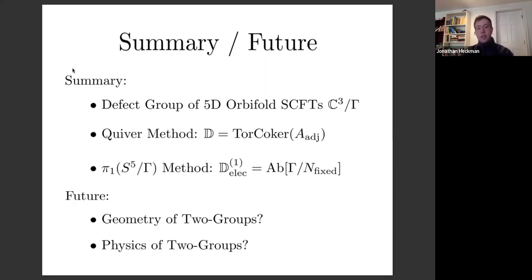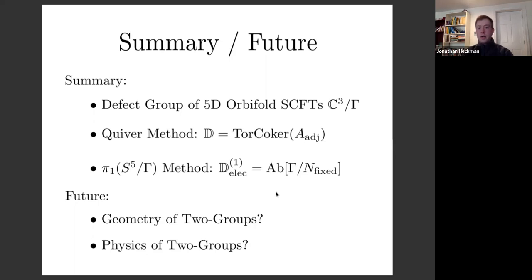I also mentioned a different way of doing it, just involving the fundamental group associated with the boundary geometry, the 5-sphere mod gamma. And there we saw, again, something very nice. We mod out by all the garbage of the fixed point locus, and we're left with the electric one-form symmetry from this abelianization of gamma mod n.